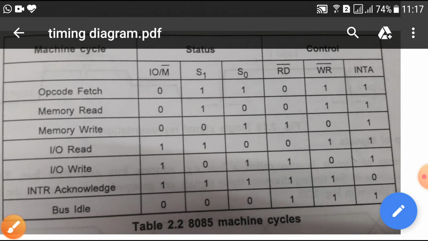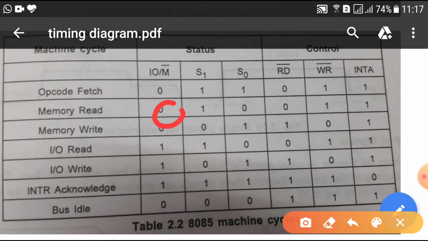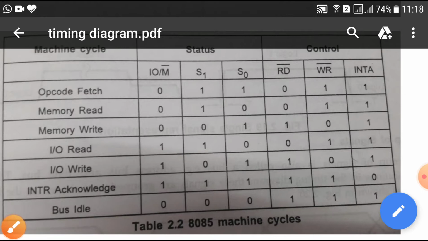Similarly, the memory read operation. In memory read operation, we are doing a memory operation, so IO/M is 0. S1 will be 1, S0 will be 0, and since it is a read operation, read will be 0 and write will be 1. So in this way, the different machine cycles are performed. Now opcode fetch is an operation in which the opcode related to the instruction is fetched. Memory read is an operation in which we want to read any data from the memory.